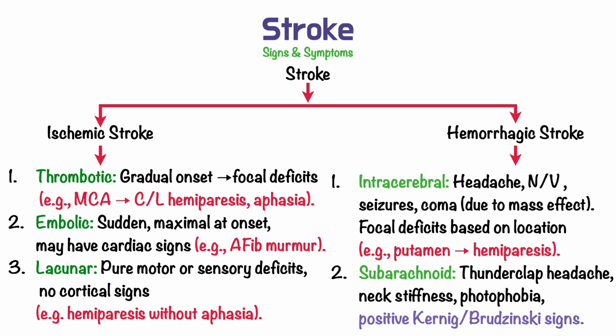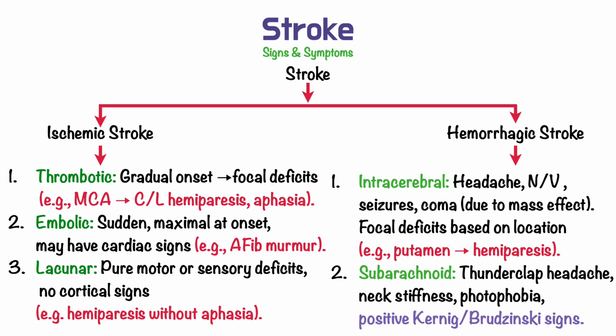So in hemorrhagic stroke, there are two types again, intracerebral and subarachnoid. The intracerebral hemorrhagic stroke often presents with headache, nausea, vomiting, seizures, and coma due to mass effect. The coma is a late feature, and focal deficits depend on location. If it is the putamen that is affected in intracerebral hemorrhage, that leads to hemiparesis.